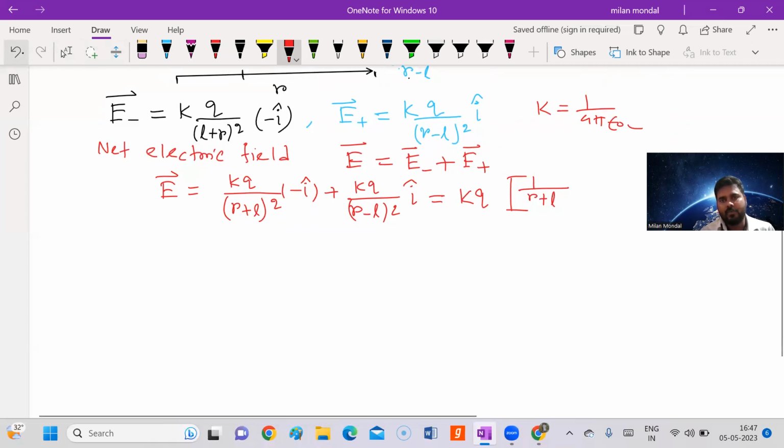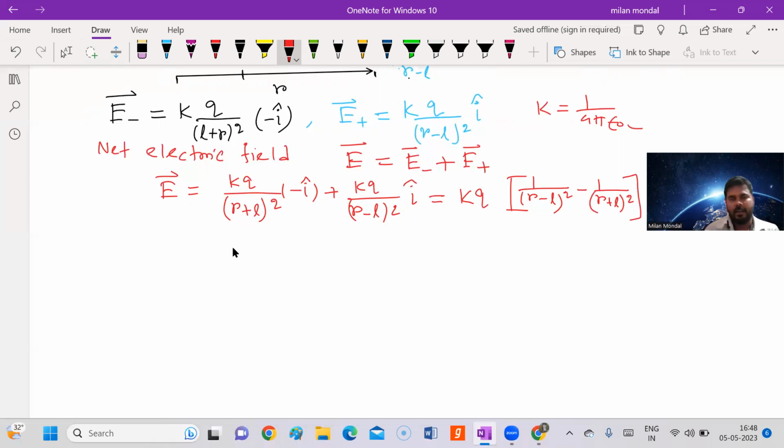First we can take the field due to the plus charge, which is KQ over (R minus L) square, and the field due to the minus charge, this minus will be there, 1 by (R plus L) square. From this step we are getting KQ, and definitely I cap will be there, and (R minus L) into (R plus L), that whole square.